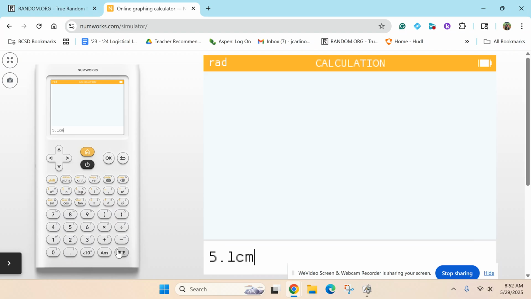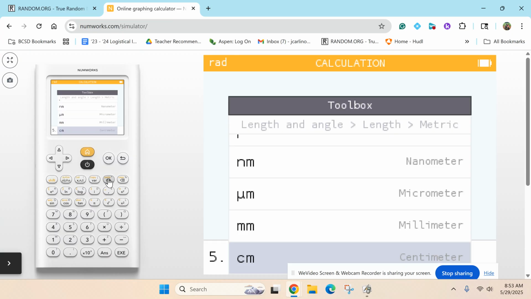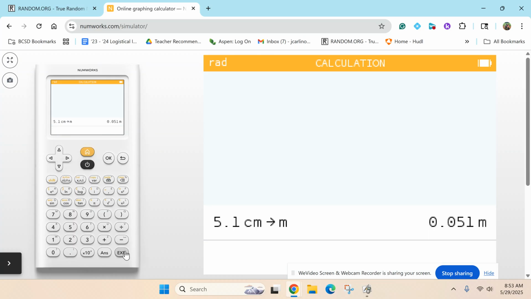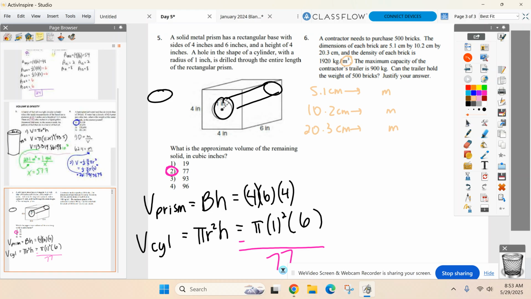Also, I know I've mentioned this, but remember, if you forget where to go in the toolbox or just don't want to go there, you can type in CM on your own, if you know the abbreviation. Then I go to the arrow key, shift X to the Y to bring the arrow up, and then I need to tell the calculator what I want to convert it into, in this case meters, and there it is. So you can go to the toolbox to get the labels or just type them in yourself if you know what the abbreviation is. And then go ahead and do the same thing for the other two, 10.2 and 20.3. Got to do this before you find volume.